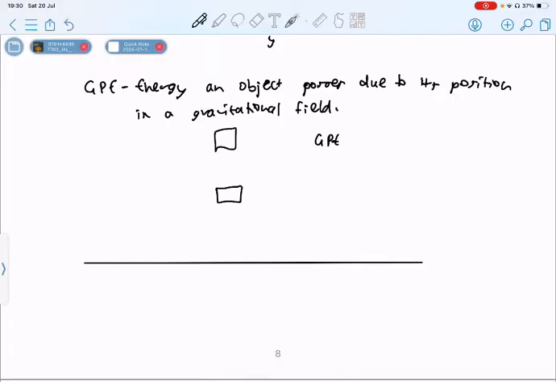GPE in O levels, as we know the formula, is mass times the gravitational field strength times the h, okay? m is your mass, g is 9.81, and h is the height, okay? I misspelled that. Height, okay?